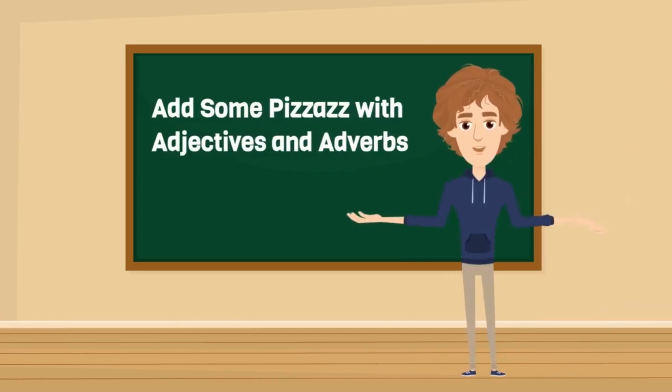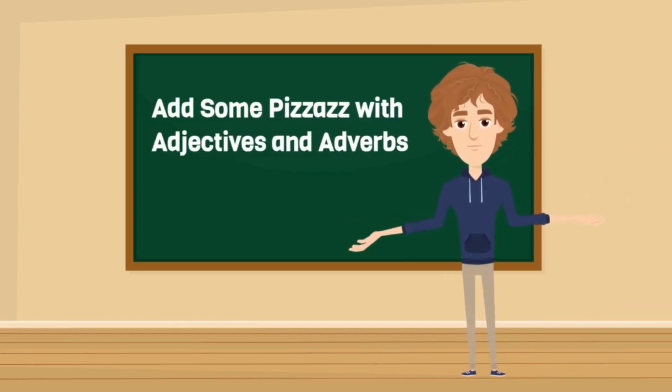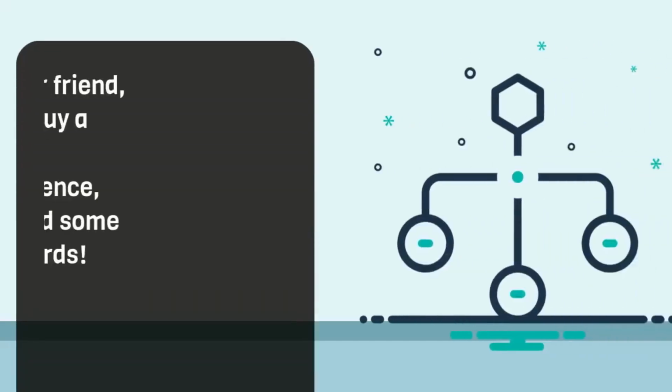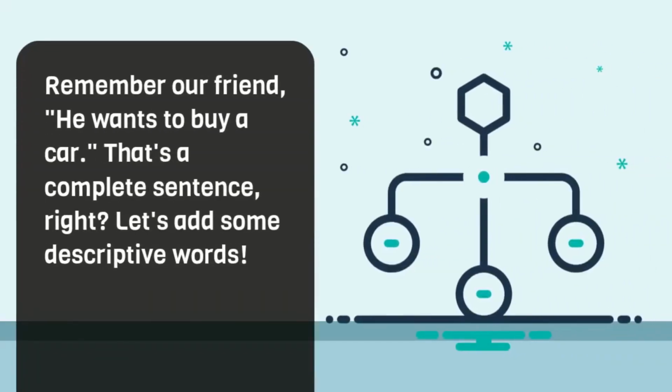Add some pizzazz with adjectives and adverbs. Now that we know how to build a basic sentence, let's make it sparkle. You can add extra information with adjectives and adverbs. Remember our friend, he wants to buy a car. That's a complete sentence, right? Let's add some descriptive words.